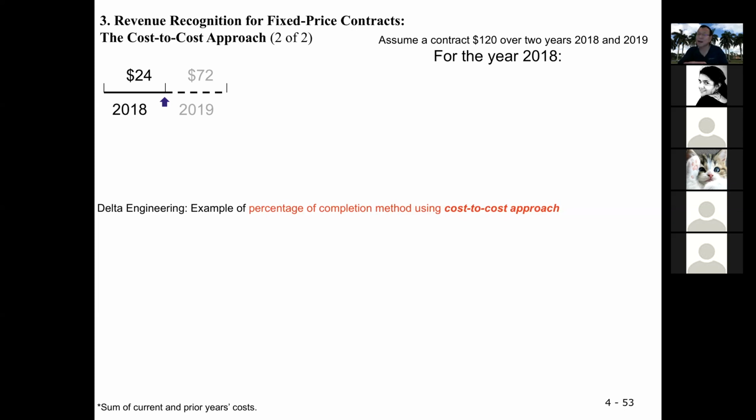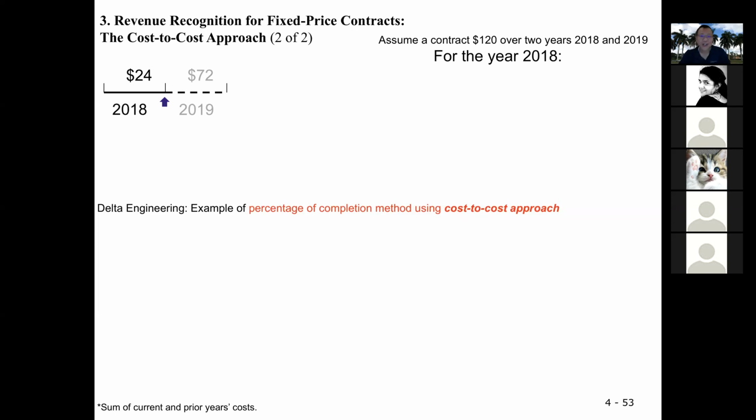20%. Pardon me? How did you calculate 20%? 24 divided by the contract price, 120. Oh, so the percentage is cost to cost. So it's two cost numbers. It's not the contract price. Oh, okay. Remember I talked about that. Sorry. Okay, good. No problem.